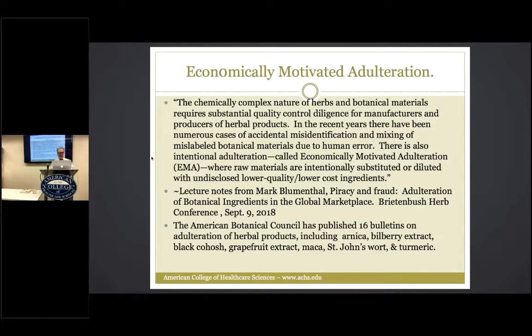Now, I also encourage you to go to the American Botanical Council's website and become a member, and go to the pages where you can read the bulletins, because they are not a regulatory body. They can't fine anybody, but they can educate us, and the information is readily available.